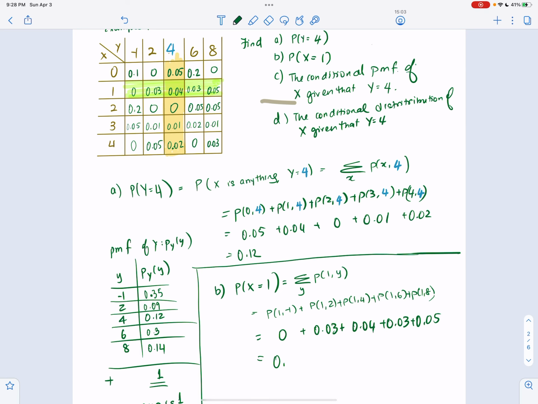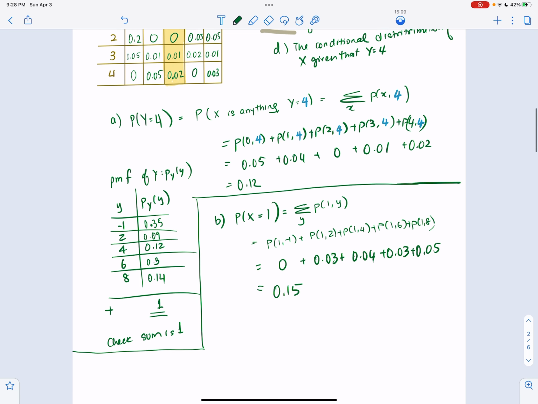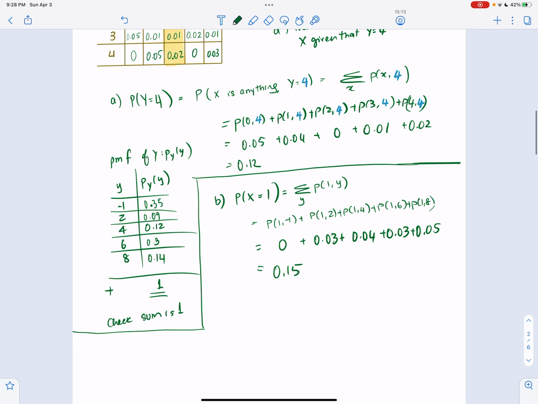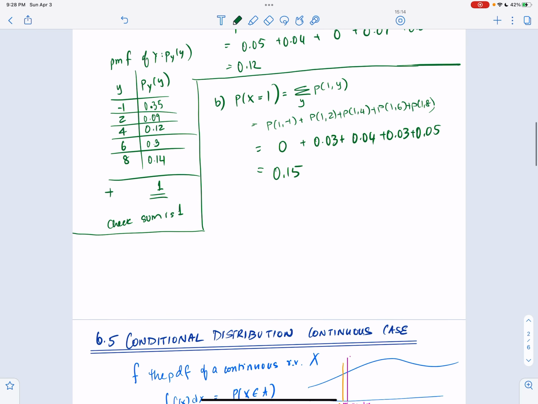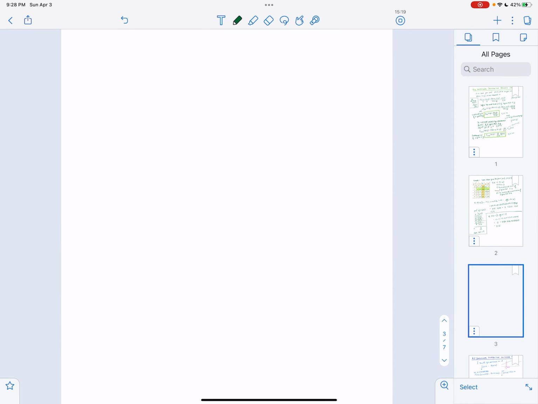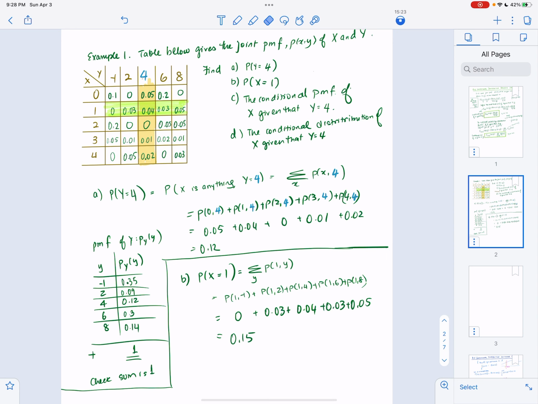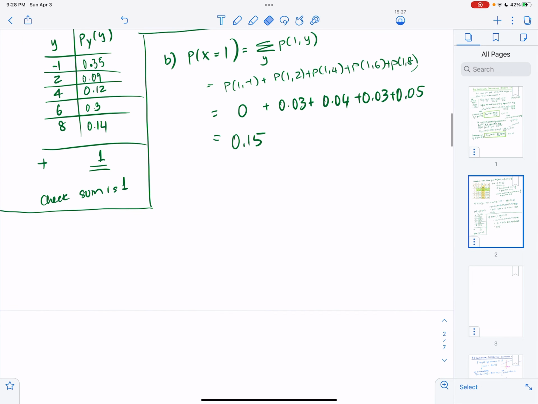So that is 0.15, and that's the probability x equals x. And you could use the same technique and find the probability mass function of x if it was asked. Okay? And now, what is asked in part 3 is a conditional probability mass function of x given that y equals 4.